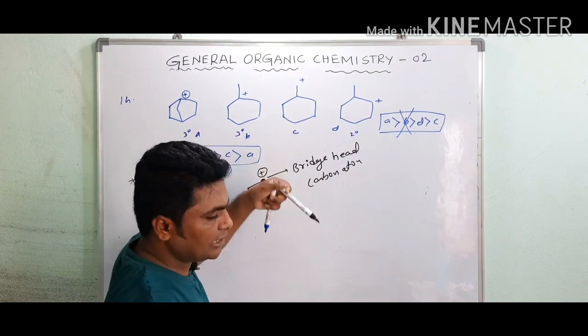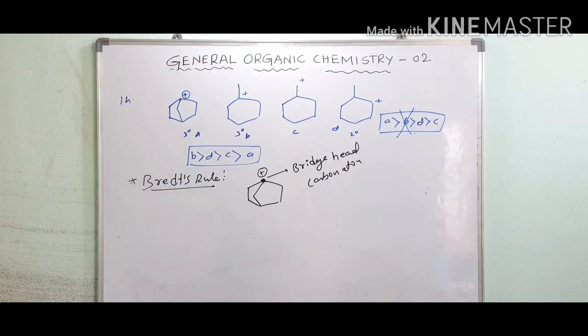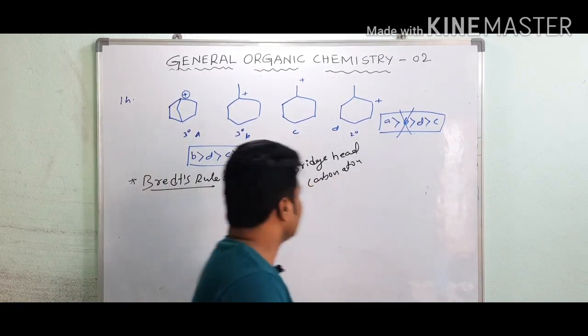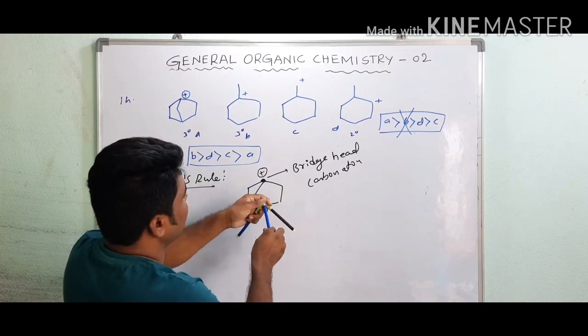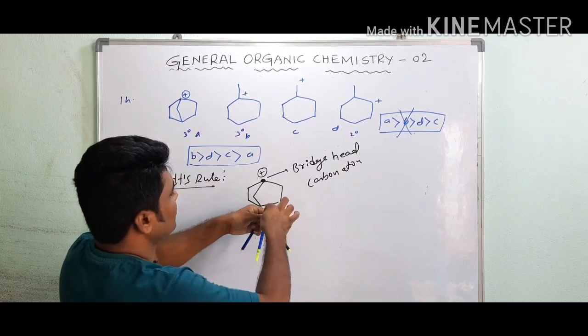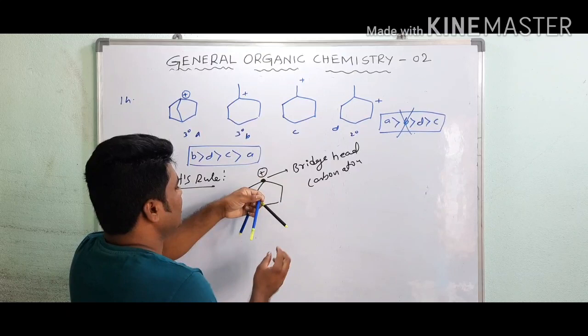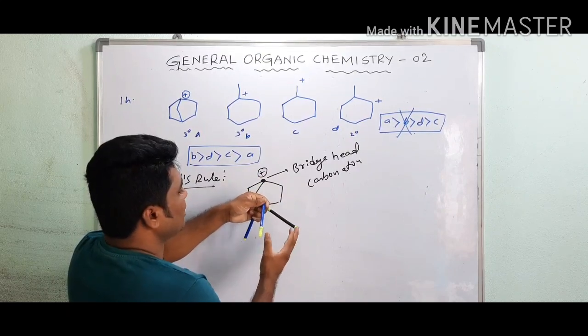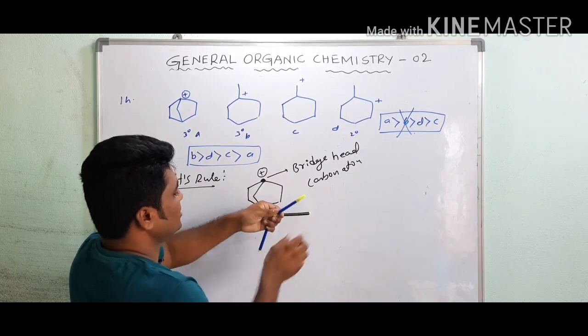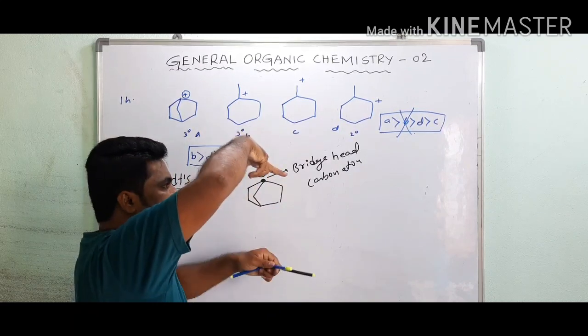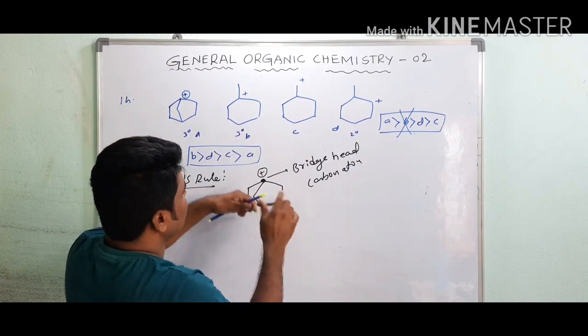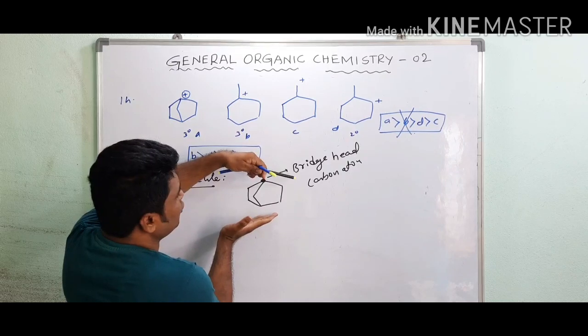See, this is the bridgehead. Suppose I explain: this is a bridgehead carbon atom. Now if a positive charge is present, sp2 hybridization means it comes into the plane like this. So this does not come into the plane. Why? If it comes into the plane, these bonds come closer to each other.